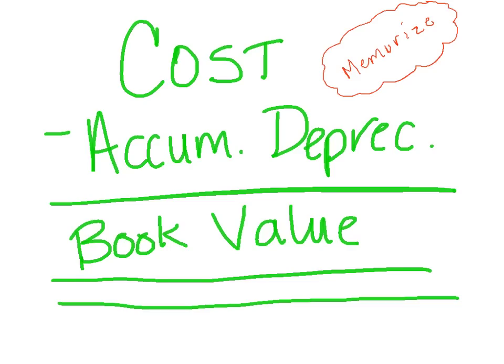And there's a formula in your textbook in the fixed asset section that you do need to memorize. The formula is cost minus accumulated depreciation equals book value. When you're creating a balance sheet now, you will have to show the cost, the accumulated depreciation, and the book value.